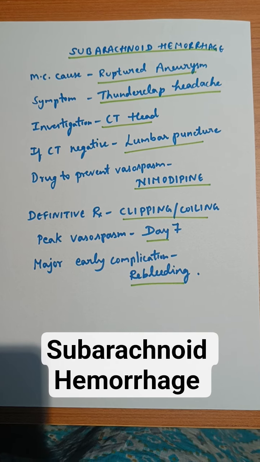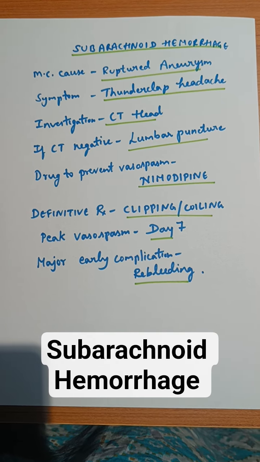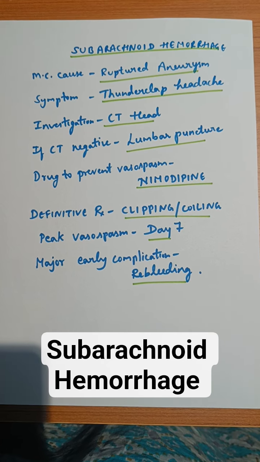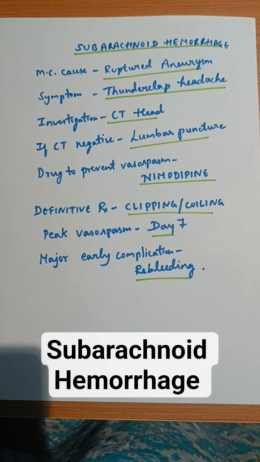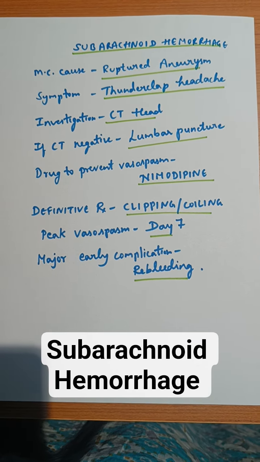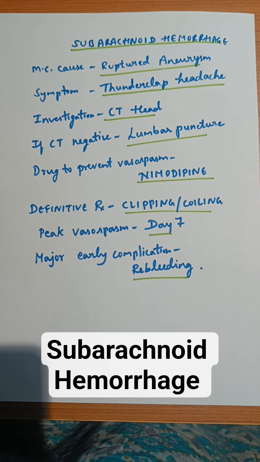What is the most common cause? Most common cause of non-traumatic subarachnoid hemorrhage is rupture of an aneurysm. They can have a family history or risk factors of hypertension, smoking, or family history of aneurysm can be there. Classical presentation is sudden severe headache. Usually the patient will describe it as the worst headache of his life.